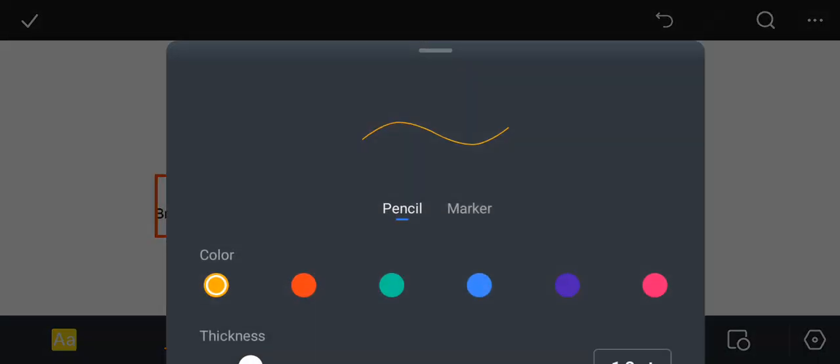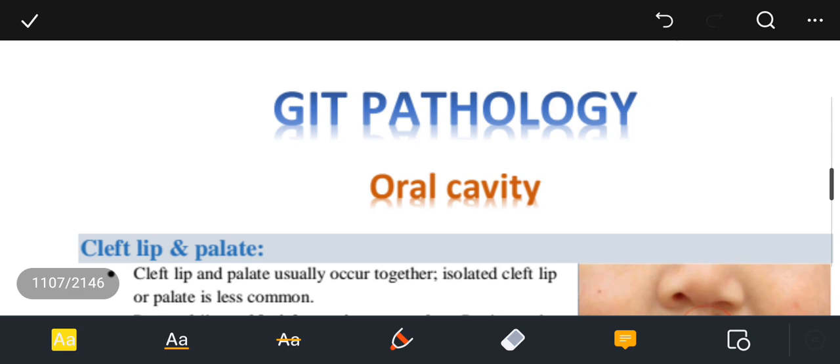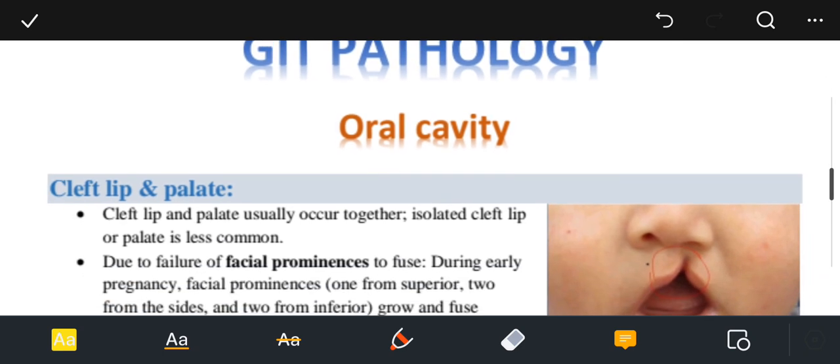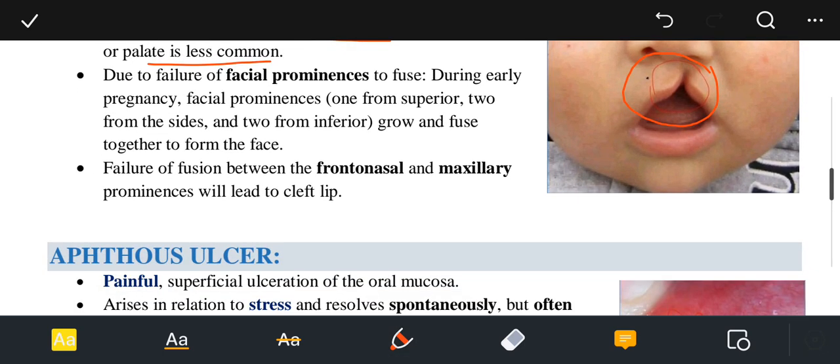Now moving forward to the next point. In the next point, we are going to start the GIT pathology. So let's start the GIT pathology. We'll start with the oral cavity. Firstly, we are going to see cleft lip and cleft palate, as you can see in this picture. The cleft lip and cleft palate usually occur together. Isolated cleft lip and palate is less common. It is happening due to failure of the facial prominences to fuse.